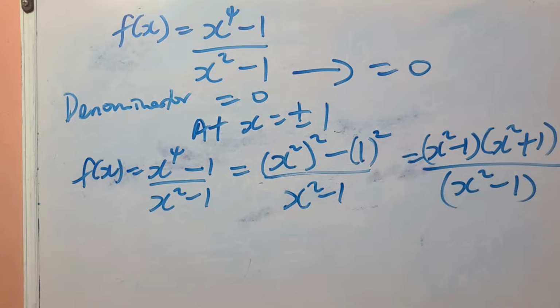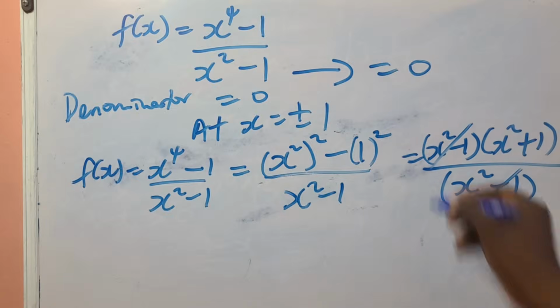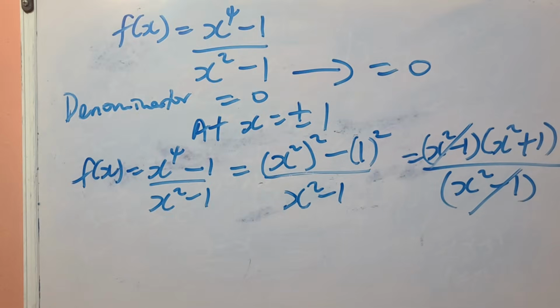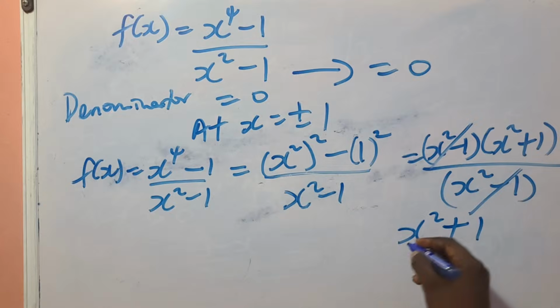That means we can eliminate the possibility of discontinuity happening. And if we want to eliminate it, what we obviously have to do is cancel out these two factors. Since we can cancel, that means we're able to remove the point of discontinuity. So we will be left with x squared plus 1. So this will be the new function that we'll be getting if we remove the point of discontinuity.